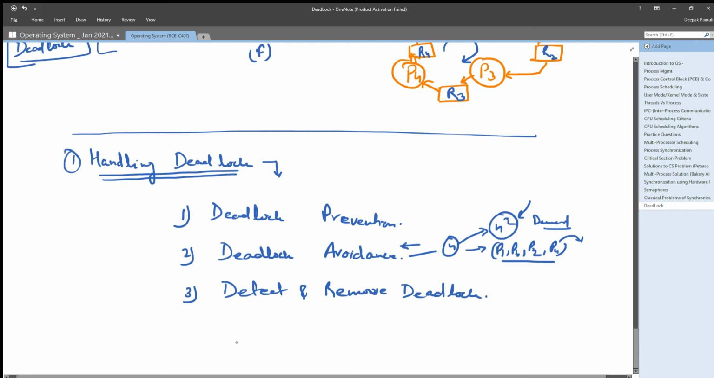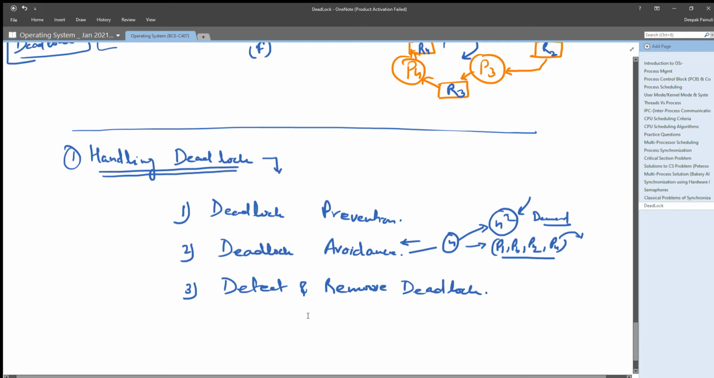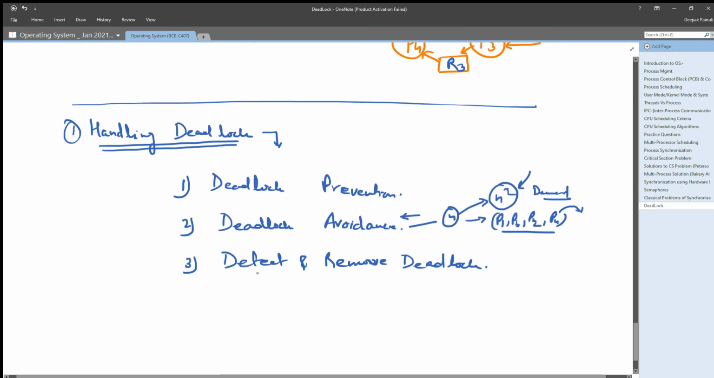Now, the third one is detect and remove deadlock, right? When we say detect and remove, that means we will not prevent and we will not avoid deadlock, we will let it happen. The assumption is we will let it happen, and once it happens, we will first detect it, and after detecting we will remove it, right?